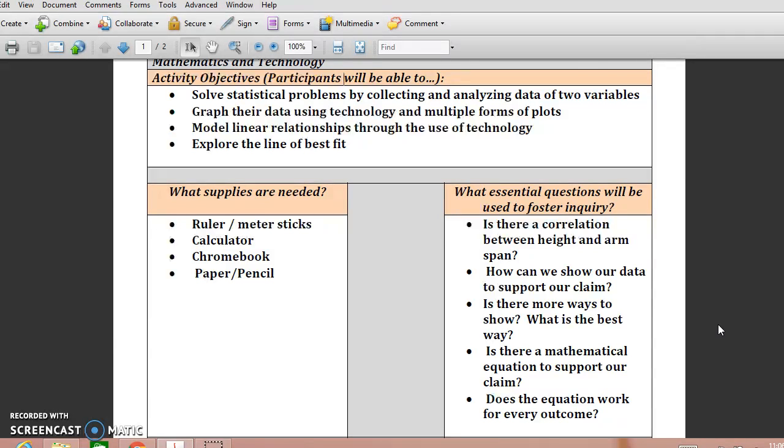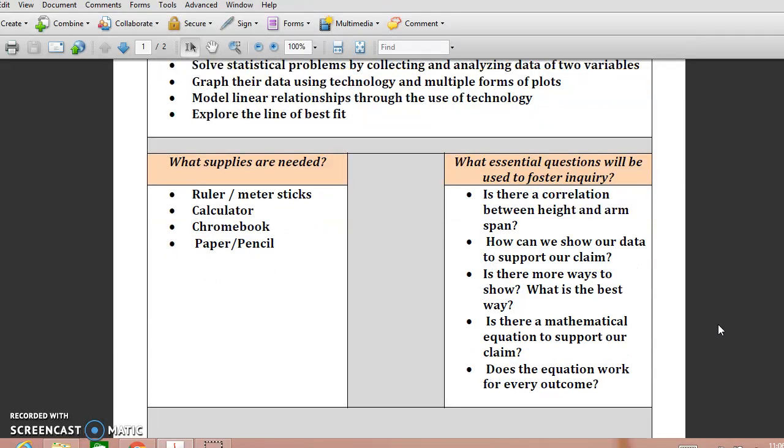The supplies that they'll need would be a ruler, meter stick, calculator, Chromebook, paper, and pencil. They will be measuring to find their data, so that's why we would need a ruler or meter stick. Some essential questions to foster inquiry would be, is there a correlation between height and arm span?